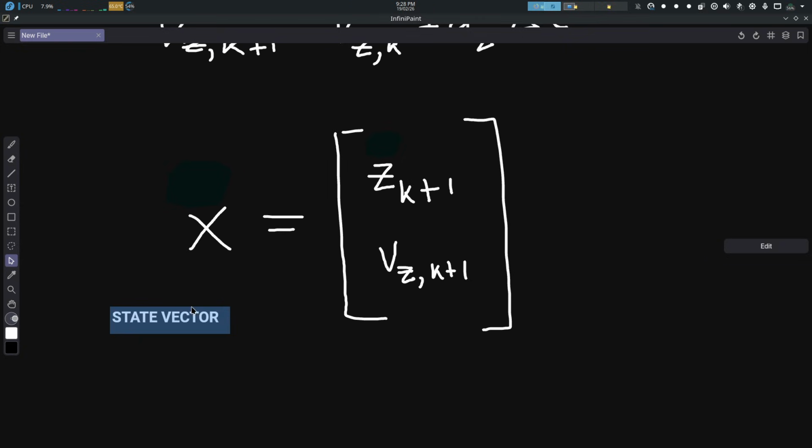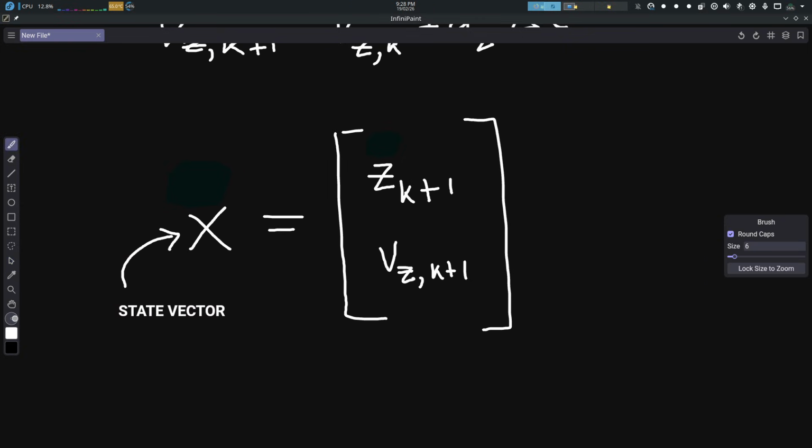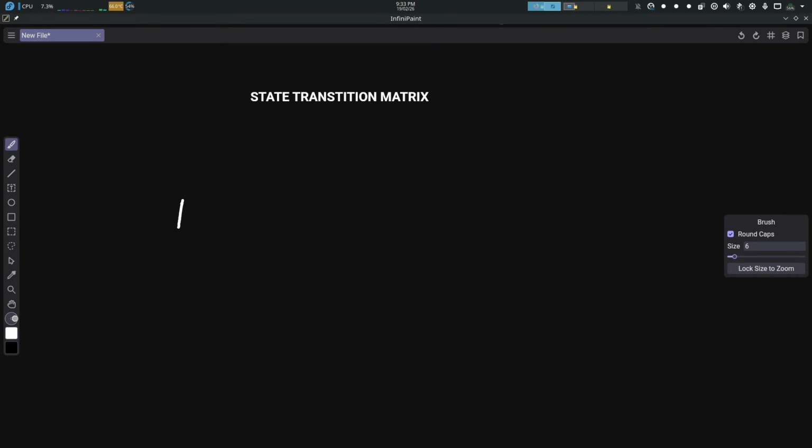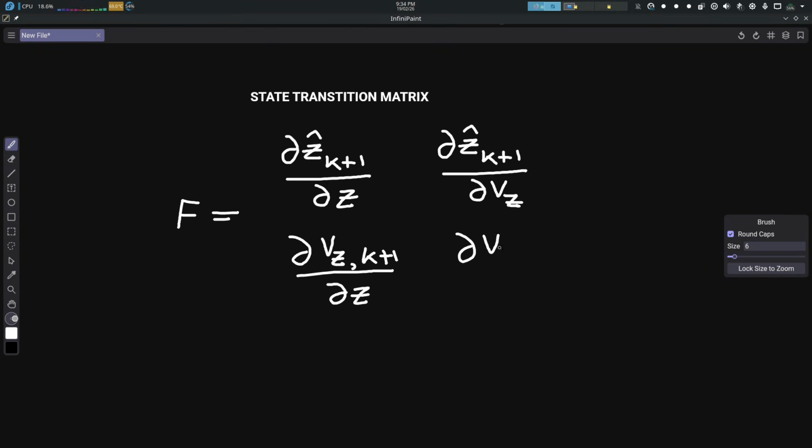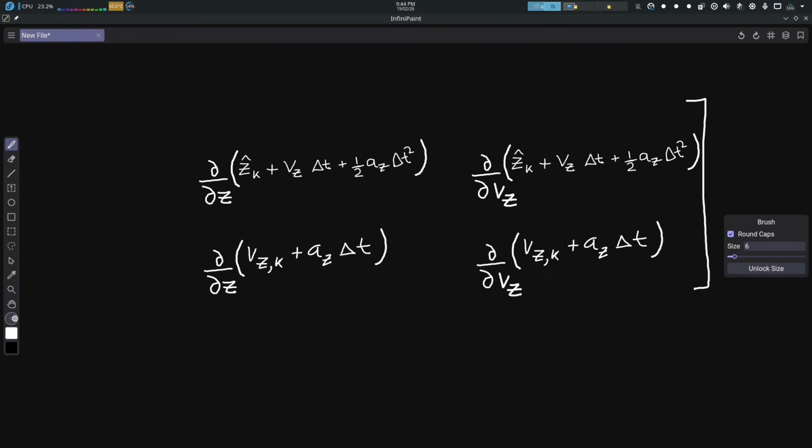And a fancy name for x is state vector, and it contains our predicted altitude and velocity. Next, we need the state transition matrix labeled as F. The way it is calculated is by taking the partial derivative of the terms of the state vector with respect to z and vz, like shown here. To make it easier, I'll explain the terms like so.